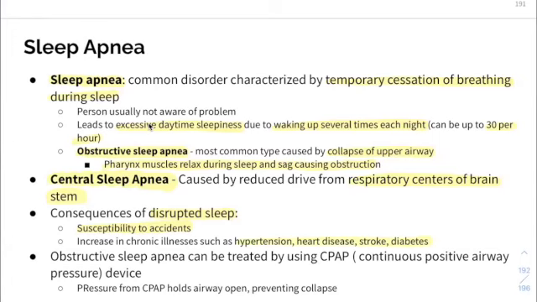For obstructive sleep apnea, they have these machines called CPAP, continuous positive airway pressure. It keeps those airways open so that you can continue to breathe.